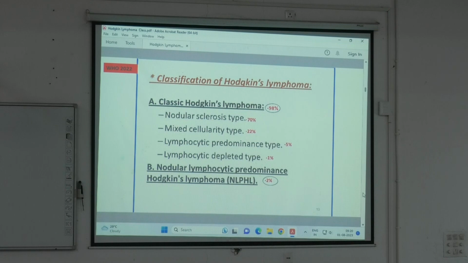And classical Hodgkin lymphoma has 4 subtypes: nodular sclerosis, mixed cellularity, lymphocyte-rich and lymphocyte depletion. So broadly two classifications, classical Hodgkin lymphoma and nodular lymphocyte-predominant type. These are two different groups. The classical group has 4 subtypes, and the separate one is the nodular lymphocyte-predominant. These are the two broad classifications, and the classical one is divided into another 4.